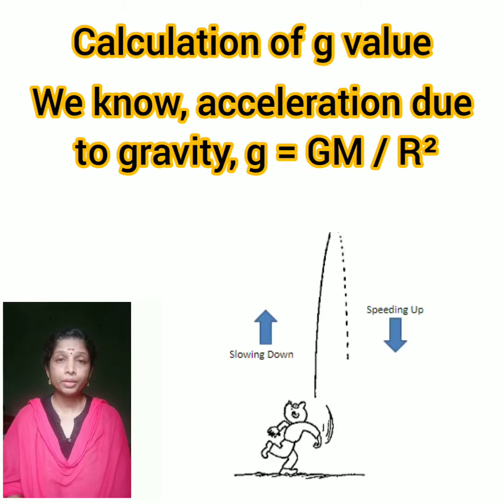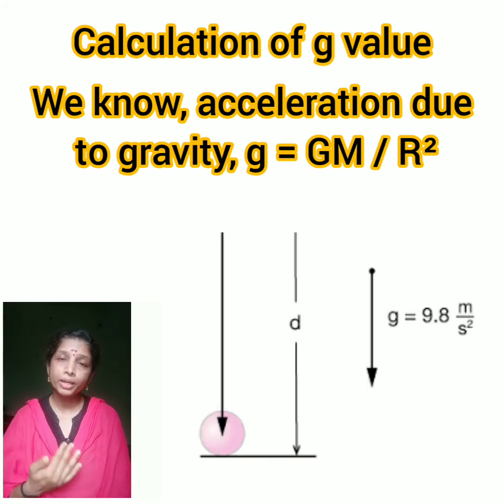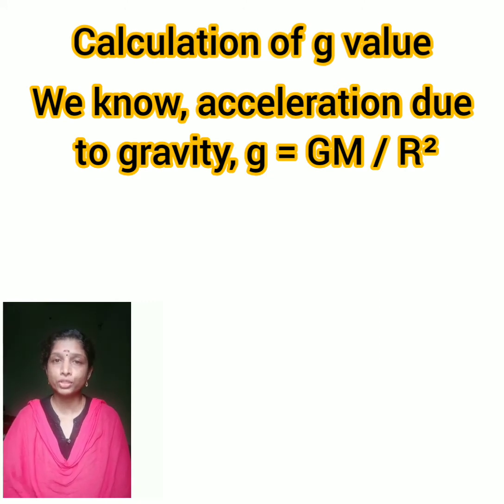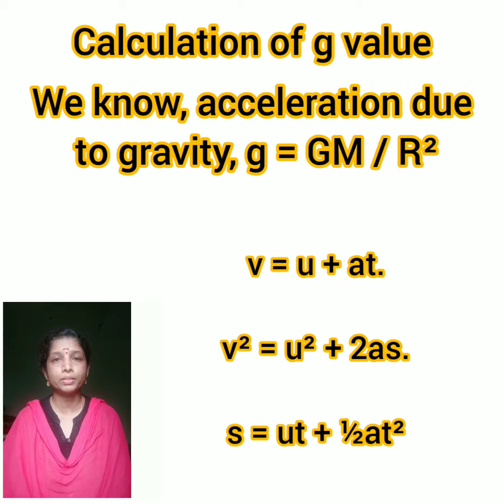So in the case of the motion of objects under the influence of gravitational force, that means an object moving in the upward direction or moving in the downward direction, we can use the three equations of motion: S equal to ut plus half at square, v square minus u square is equal to 2as, v is equal to u plus at.